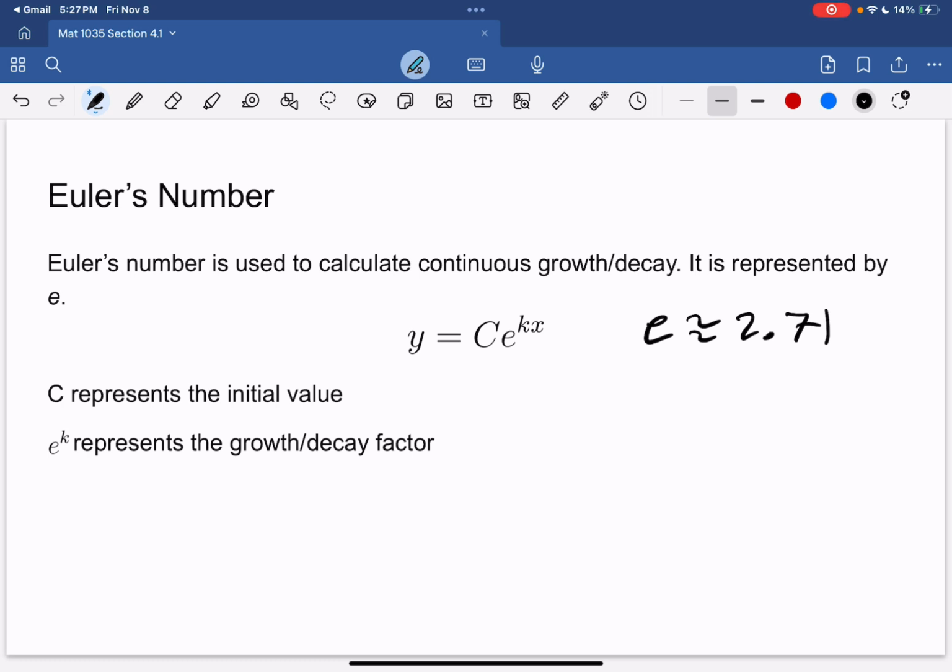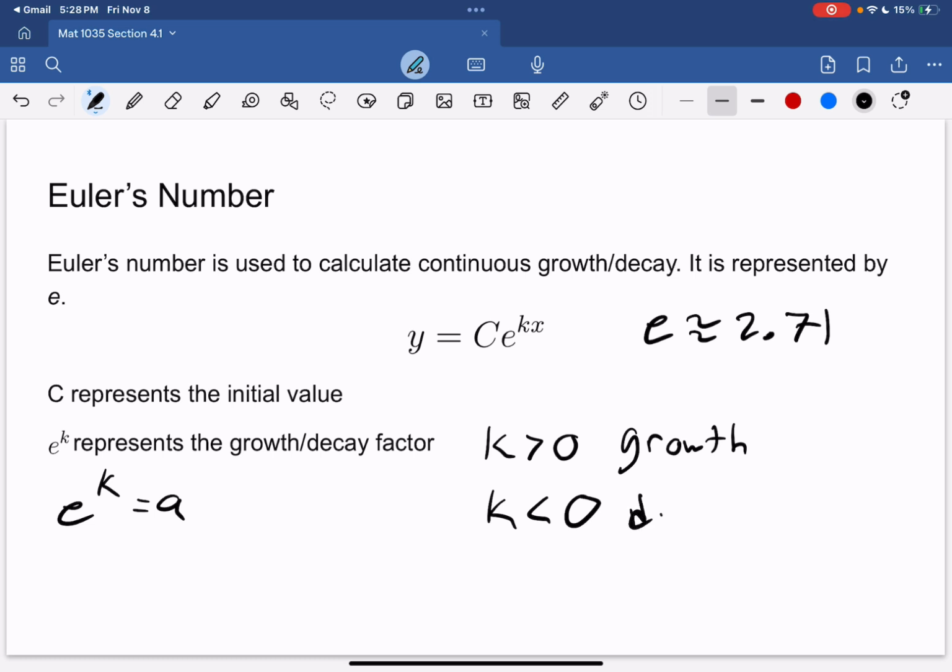Okay. c represents the initial value, so nothing changes there. e to the k represents the growth or decay factor, so you can kind of think of e to the k as being equal to a. All right, and our stipulation to be able to look at it without evaluating e to the k is if k is positive, then we're going to have growth. If k is negative, we're going to have decay. All right, so k is positive, we have growth. k is negative, we have decay.